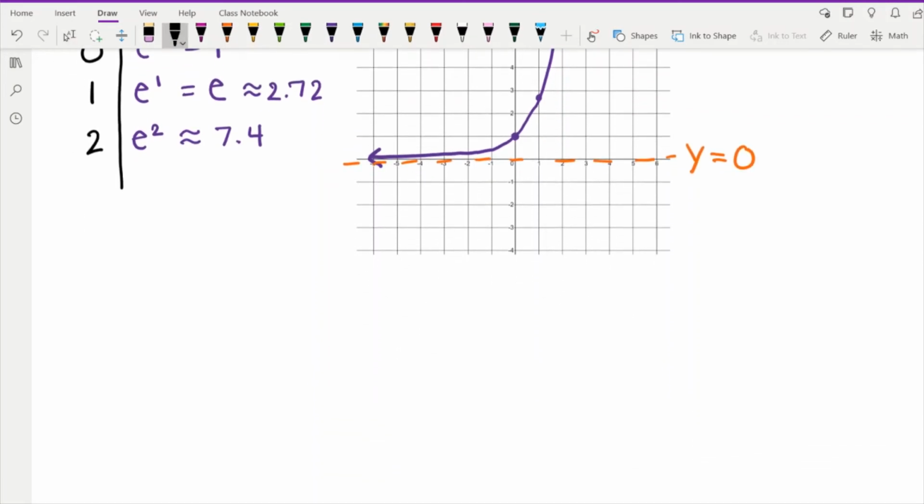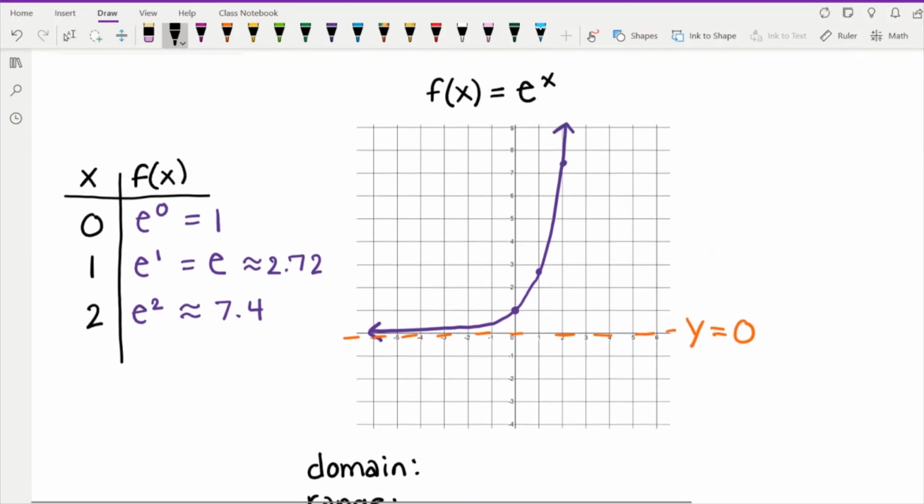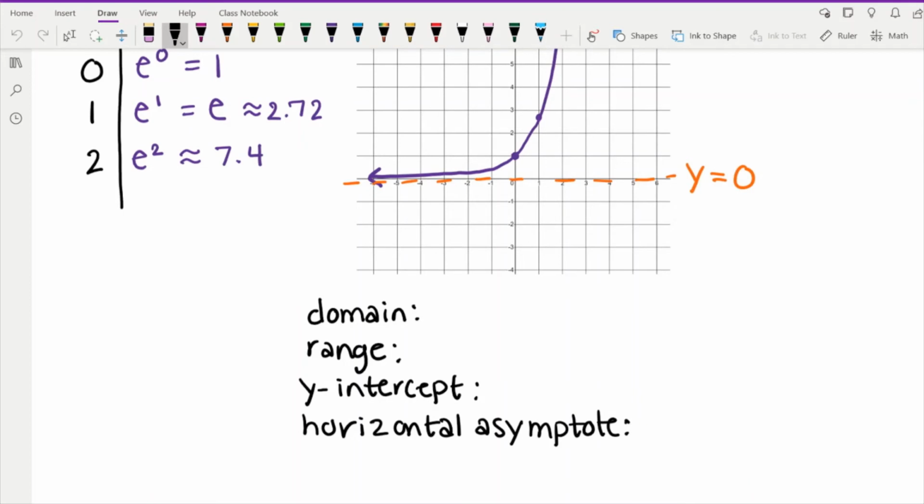Even though we kind of know that they're already true for all exponential functions, I just really want to emphasize them here. So I want to talk about the domain, the range, the y-intercept, and the horizontal asymptote, just to have them all written down. Because even though e to the x is just another exponential function, it is really important. It's going to come up a whole lot in calculus. So it's just really important that you're very familiar with how the graph looks and some of the basic information about the graph.